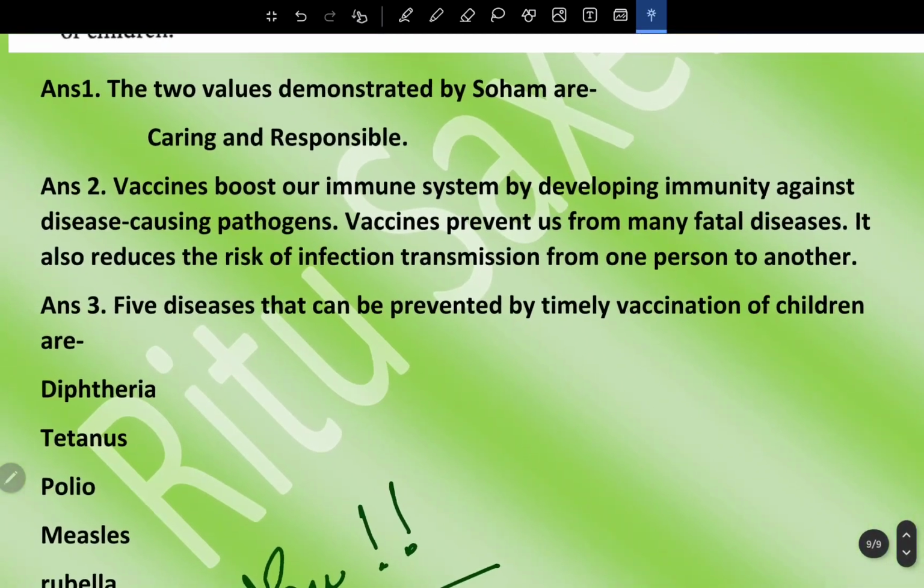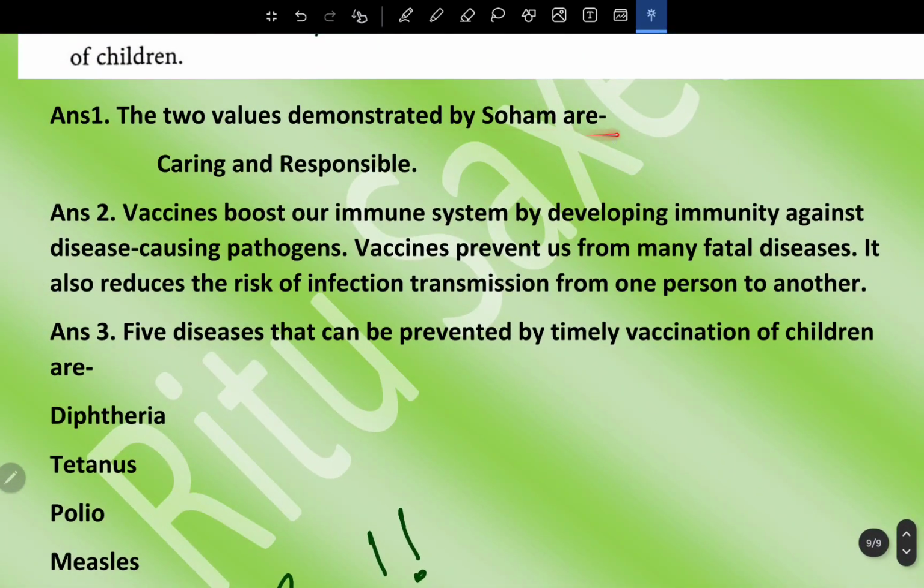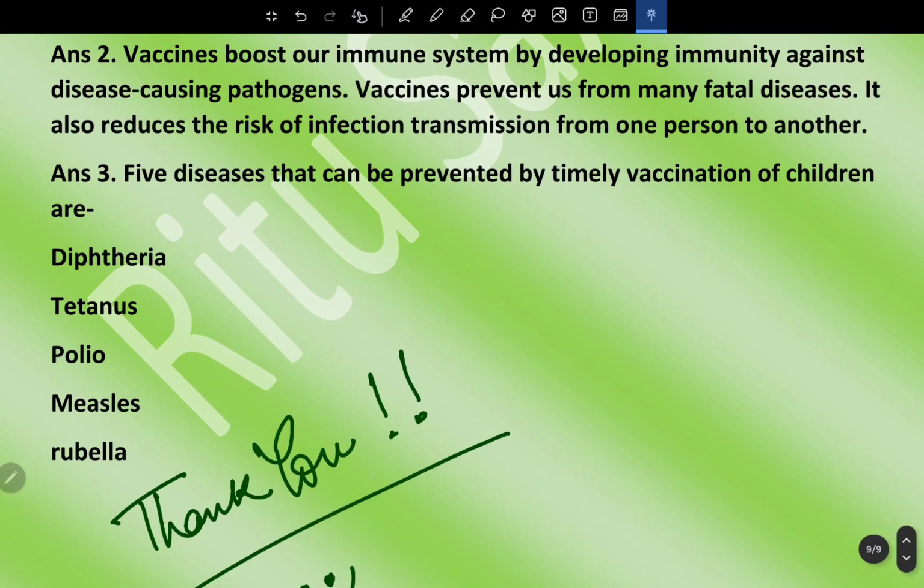The answers are: the 2 values demonstrated by Soham are caring and responsible. Answer 2: vaccines boost our immune system by developing immunity against disease causing pathogens. Vaccines prevent us from many fatal diseases. They also reduce the risk of infection transmission from one person to another. Answer 3: 5 diseases that can be prevented by timely vaccination of children are diphtheria, tetanus, polio, measles, and rubella.